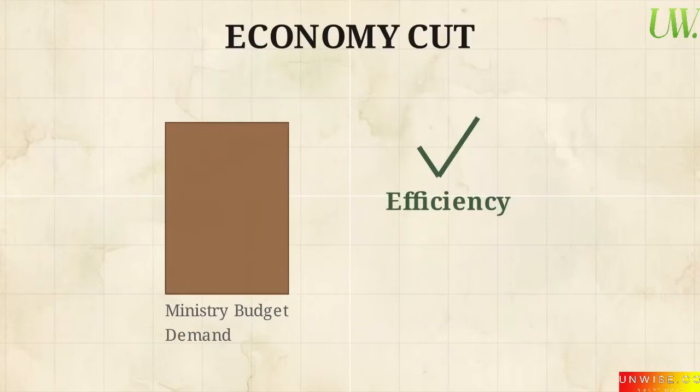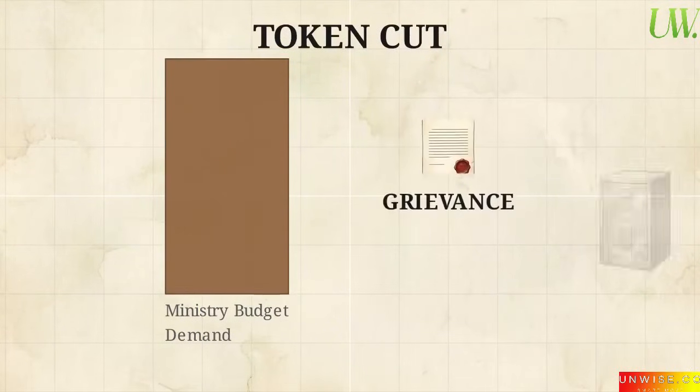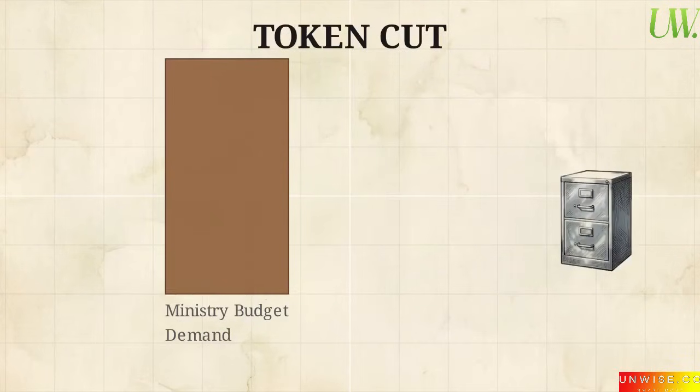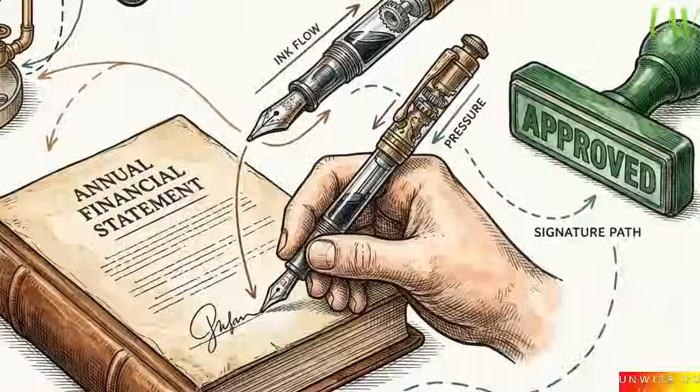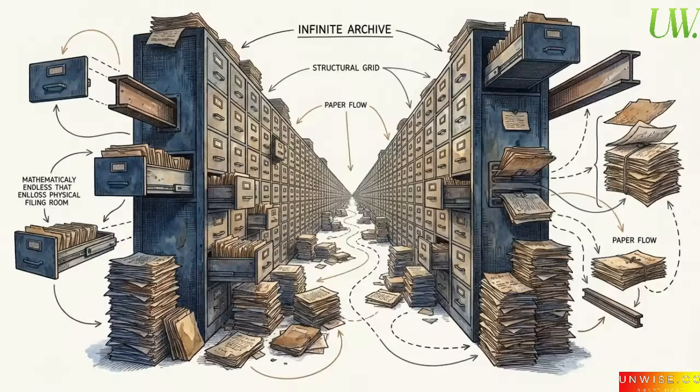Alternatively, an economy cut motion dictates a specific mathematical reduction in the budget to force efficiency, while a token cut motion reduces a demand by exactly 100 rupees to officially log a specific grievance onto the parliamentary record. The budget vote is not a formality. It is the mandatory yearly renewal of the executive branch's mandate to command the public purse. Releasing the funds is only half the architecture.